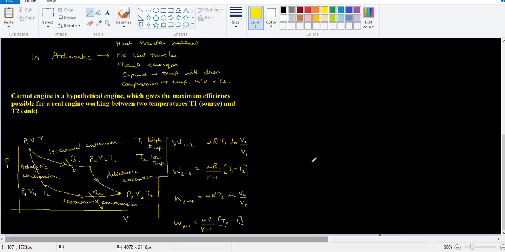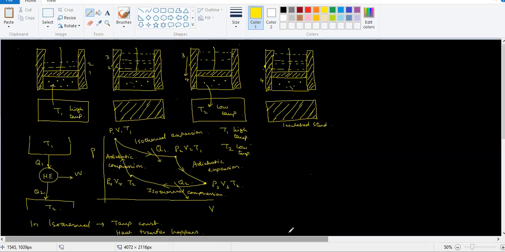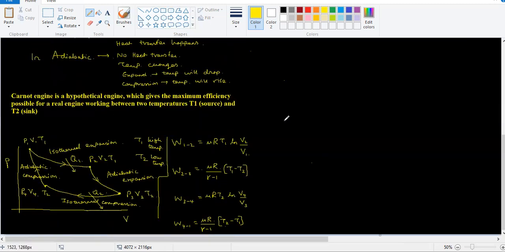Okay, so if I want to find the total work done, I need to add all this work done. That will give me the total work done, or W net. Before adding, I don't want to write everything. If you see these equations, this is T1 minus T2, this is T2 minus T1. These outer values are the same, which means this term and this term will cancel.